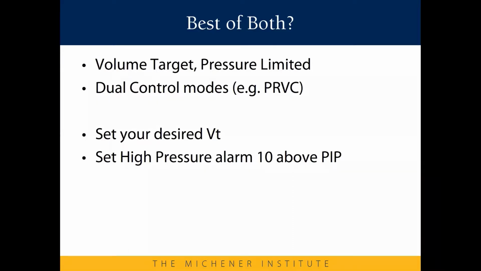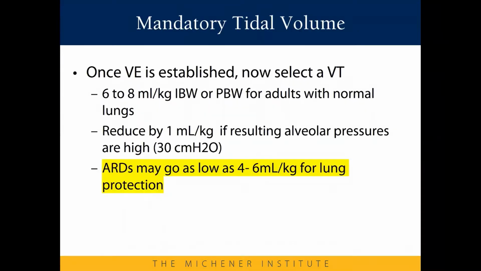Mandatory tidal volumes. In patients with normal healthy lungs, we tend to ventilate with 6 to 8 mL per kilogram of ideal body weight or predicted body weight. But in ARDS, you see that we are targeting a lung protective strategy of 4 to 6 mL per kilo.